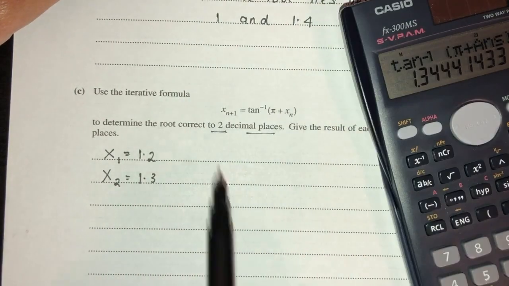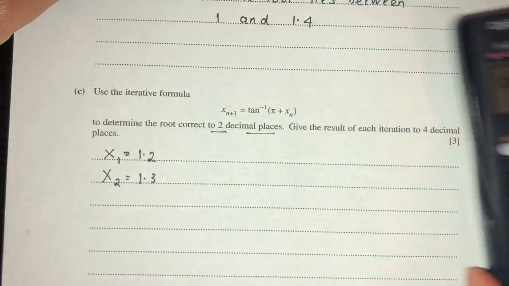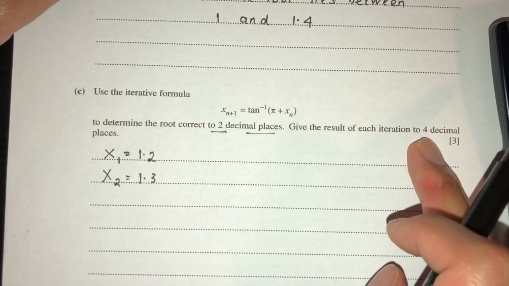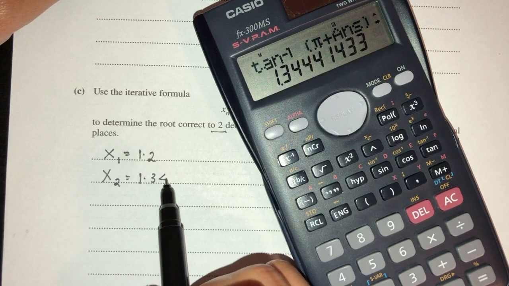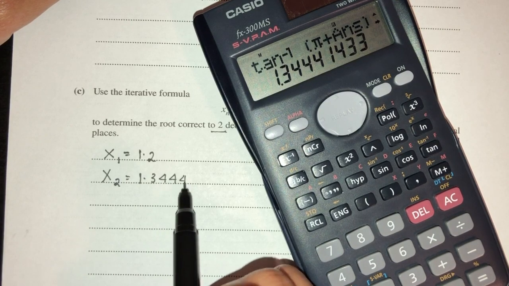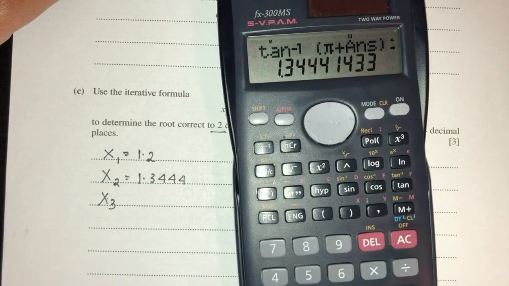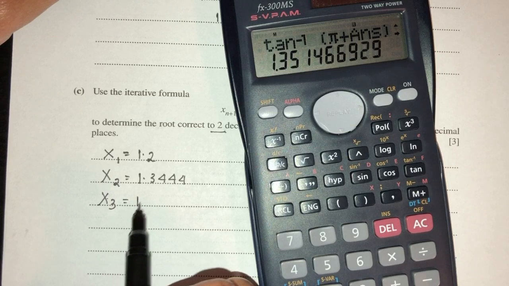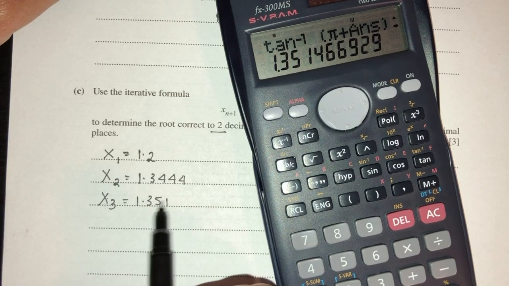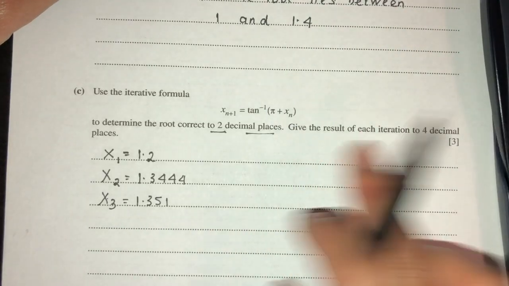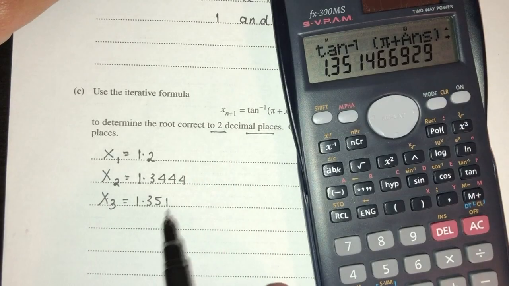1.3. So we have to provide that correct to 2 decimal places, right? So we have to give to 4 decimal places. So 1.3444. Now x3 will be 1.351. So 4 decimal places. So one more, that will be 5.